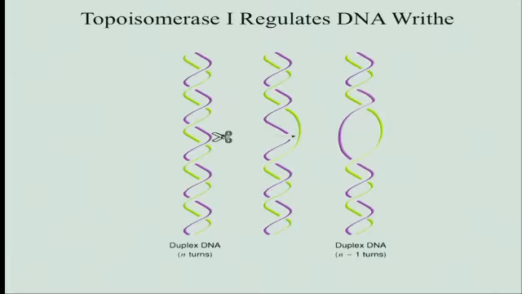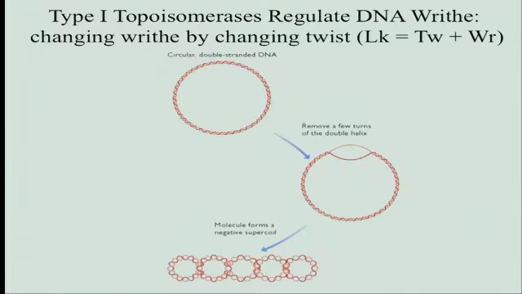It works by harnessing this formula that we just learned about, link equals twist plus writhe. So here, if we have duplex DNA, the topoisomerase 1, this is a low resolution image, will cut one strand of the duplex, pass the other through, and reseal. There are 2 different types of topoisomerases, but for now I'll just discuss this type. So if we look at it in a circular molecule, then we see that these topoisomerases regulate DNA writhe by harnessing this formula that we've just learned about, link equals twist plus writhe.